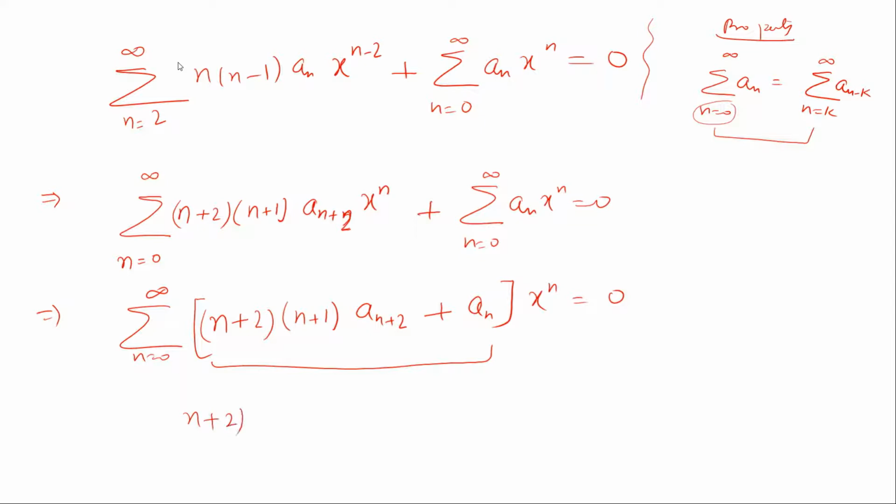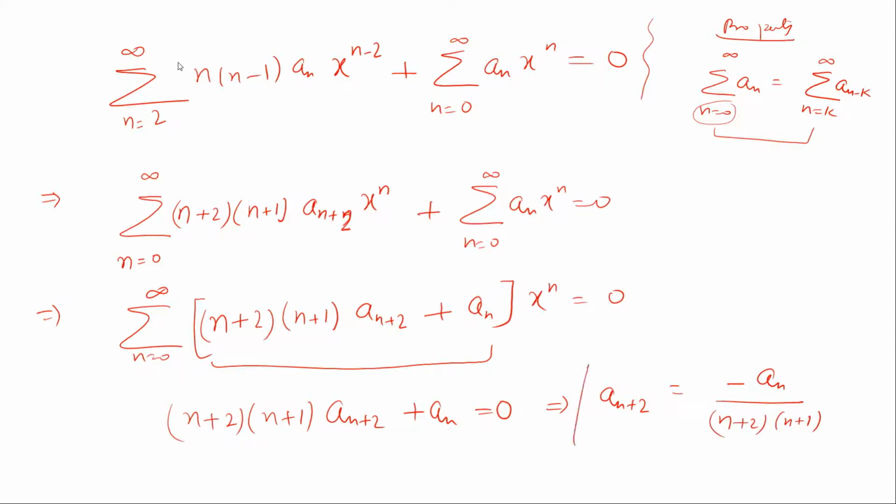(n+2)(n+1) a_(n+2) + a_n = 0. Therefore a_(n+2) is nothing but equal to −a_n upon (n+2)(n+1). So therefore, you can pick a0 and a1 arbitrarily.